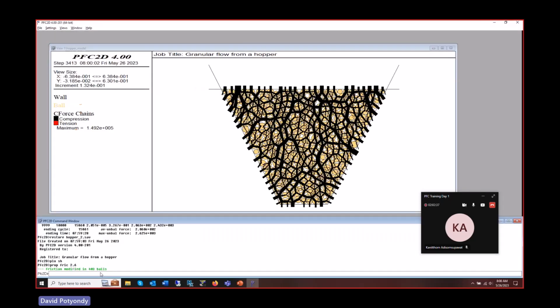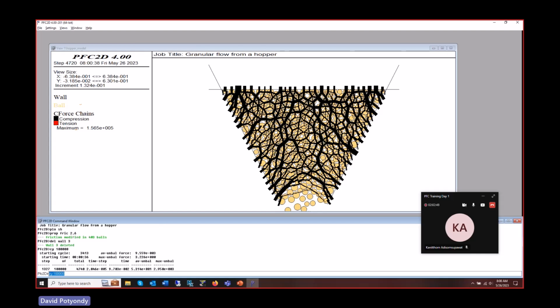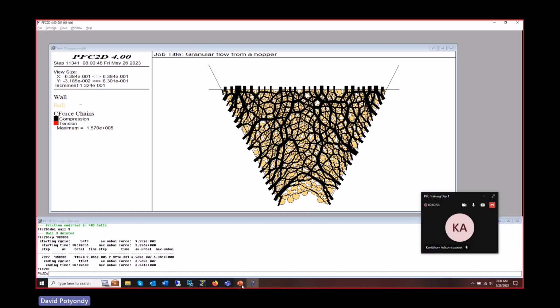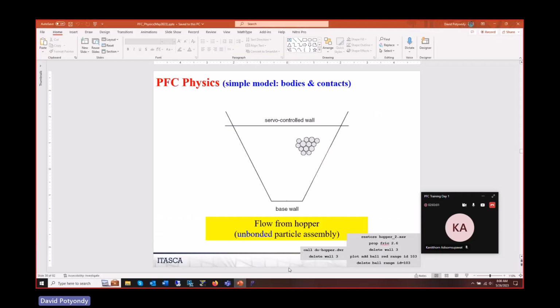But now we're going to delete wall 3. If I can type delete wall 3. And now I'm going to cycle. And so now it goes, but there's such a high friction. Oh, look, these guys are still falling, but it's locked up. The only thing I changed was the friction coefficient of the system.